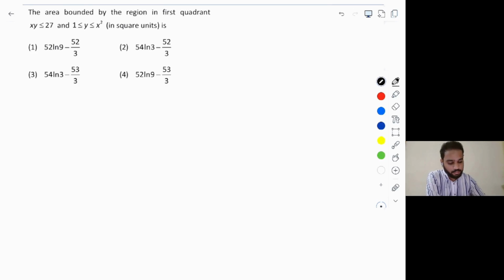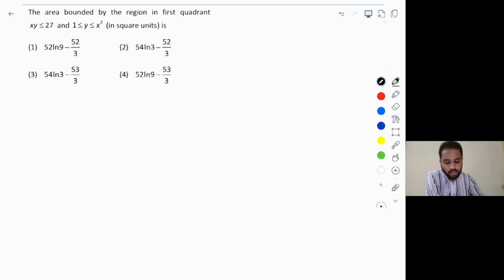Let's take the next question, and this is a question from areas, and once again it's a pure replica of one of the previous advanced questions from areas chapter. They have simply changed some numericals here and it is almost the same question. Okay, so let's try to see how to do this question.